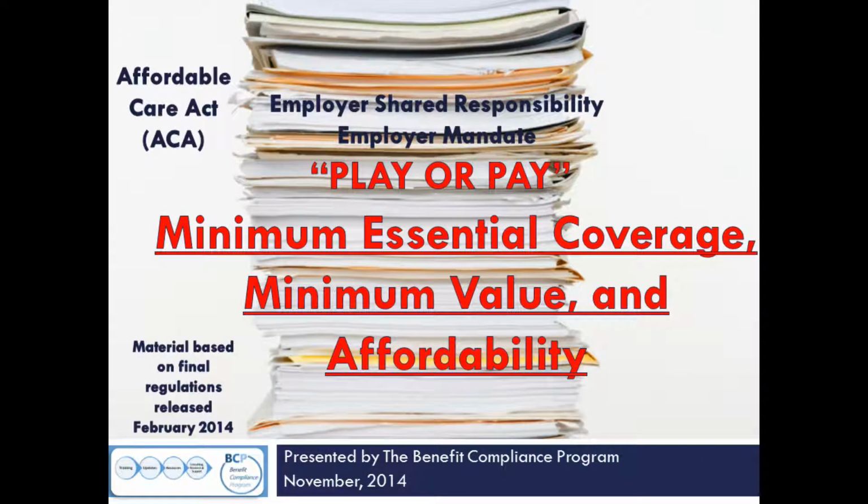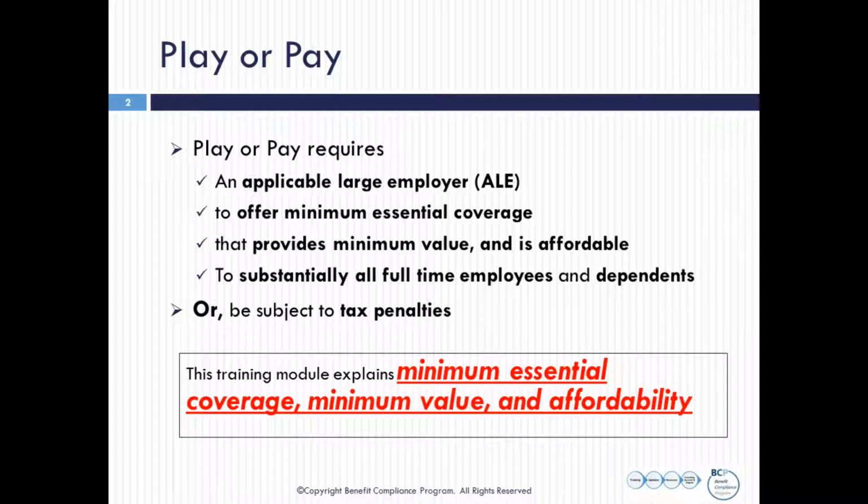The employer shared responsibility, also called the employer mandate, more commonly referred to as play or pay. Play or pay is the provision of the Affordable Care Act that requires an applicable large employer to offer minimum essential coverage that provides minimum value and is affordable to substantially all full-time employees and dependents, or be subject to tax penalties. If you must comply with play or pay, you will need to understand all of those terms.